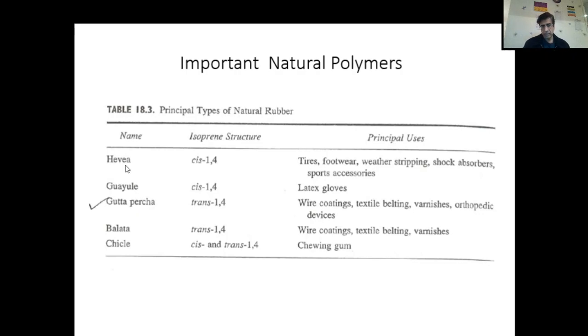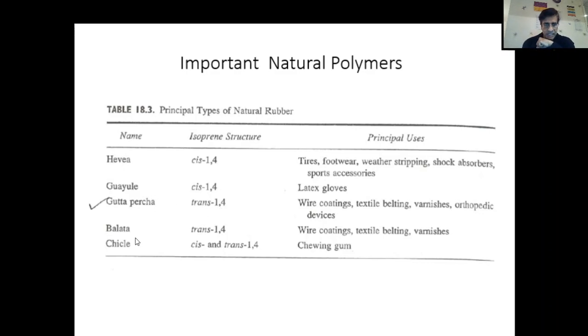So this is Hevea and this is Gutta-percha, and they have a difference. Here is cis 1,4 microstructure, here is trans 1,4 microstructure. If the question asks what is the difference between this and this, you should be able to answer that this is cis 1,4 and this is trans 1,4. And if it is asked to support your answer with the help of the microstructure, then you should be able to write the cis structure of the 1,4 and the trans structure of the 1,4 of isoprene.